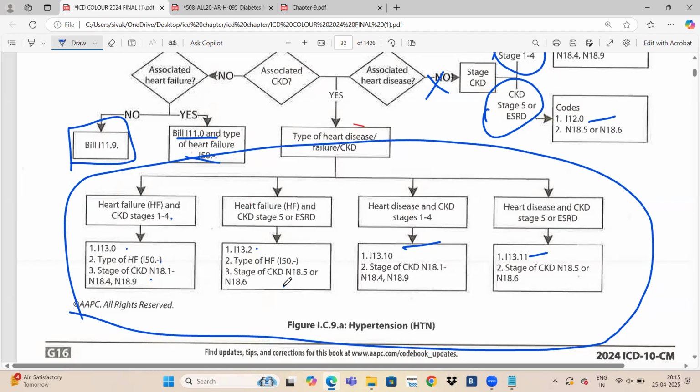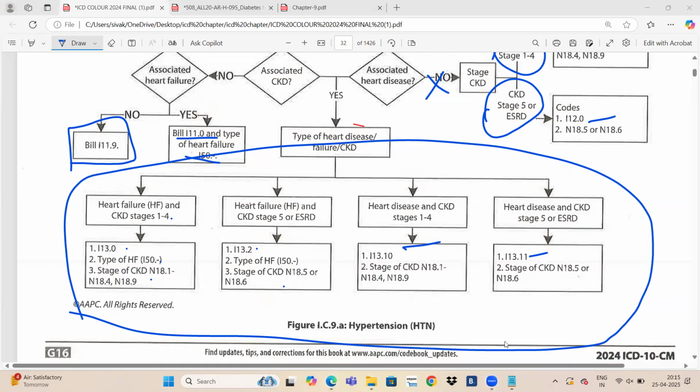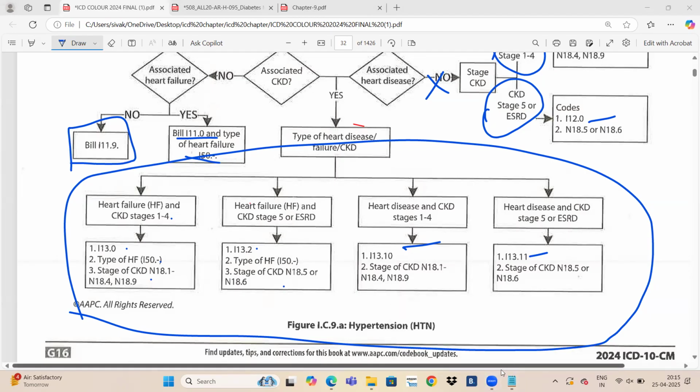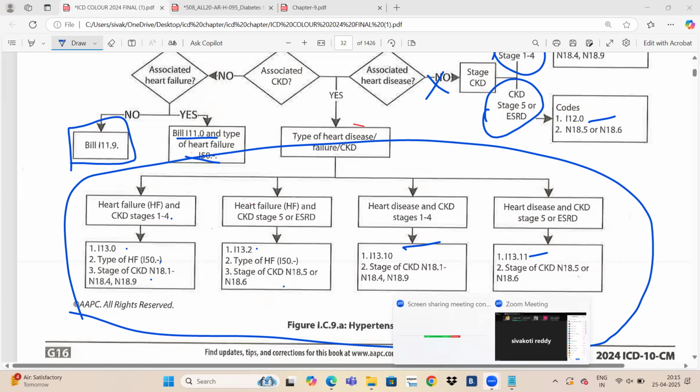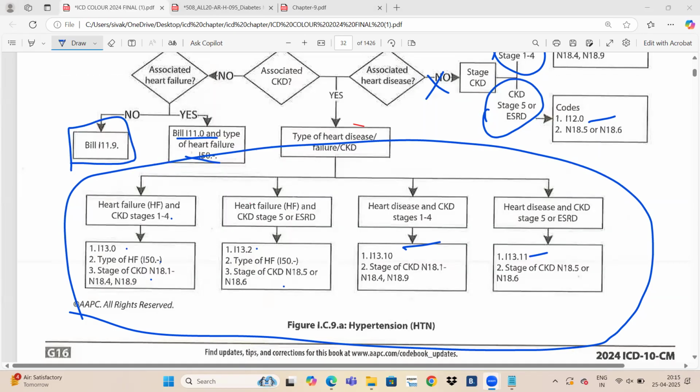Sir, if the patient has CKD stage 5 and is on dialysis, then we have to code end stage renal disease, ESRD. The patient is in CKD stage 5 and on dialysis, yes, ESRD you need to go. If there is no dialysis, then stage 5 only.